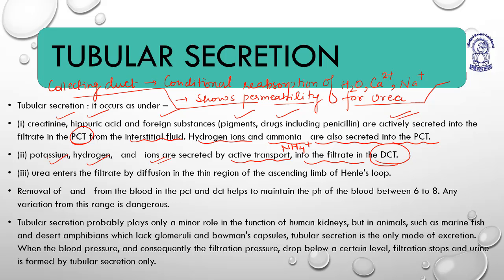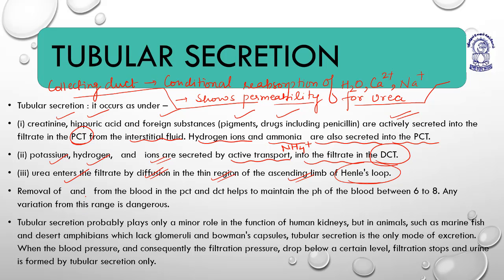Now, urea enters the filtrate by diffusion in the thin region of the ascending limb of the loop of Henle. Okay, so the thin region of the ascending limb of the loop of Henle is basically permeable to urea. The urea enters the filtrate by diffusion there.